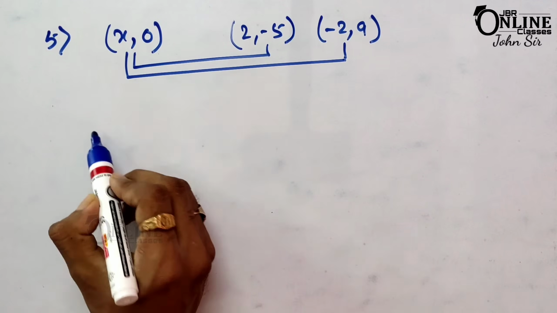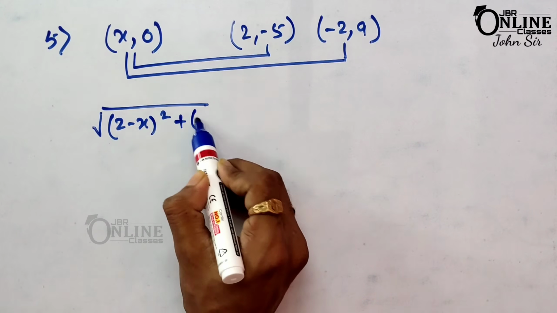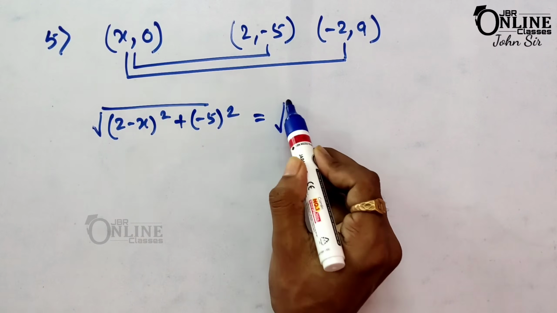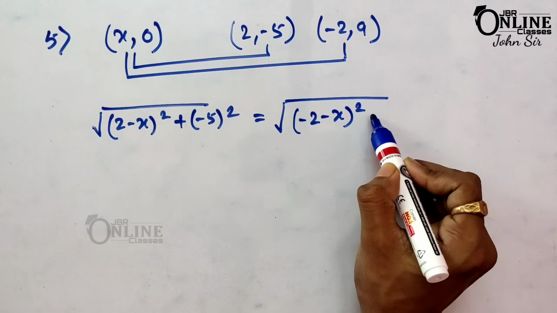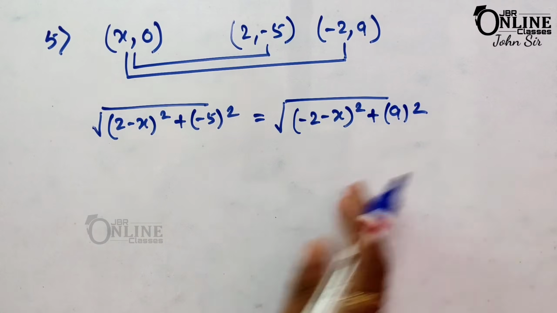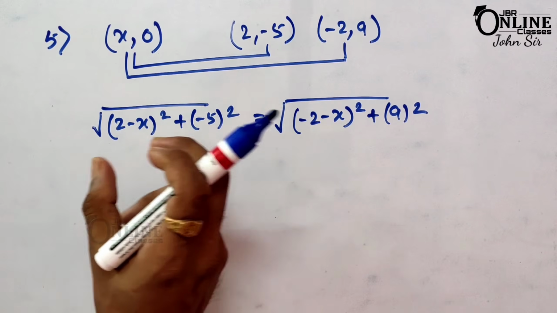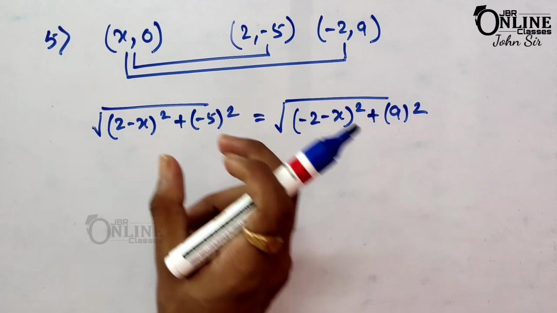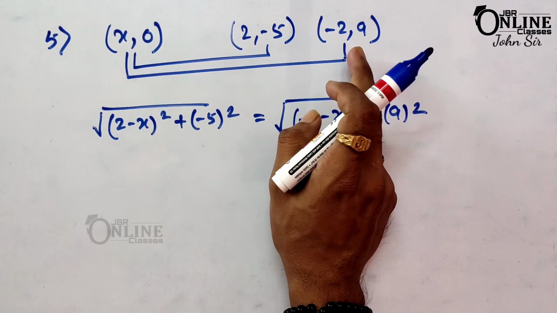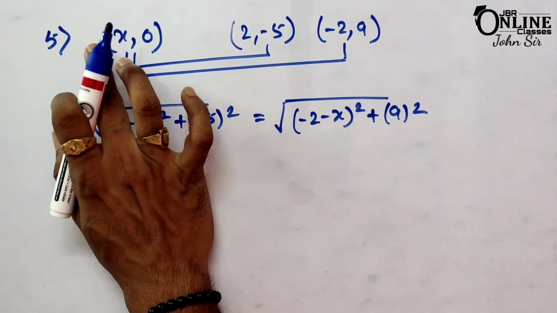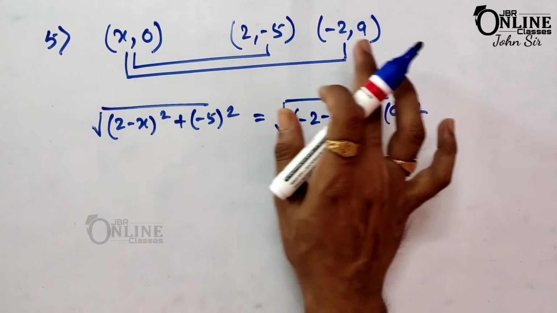So the distance between these 2 points will be 2 minus x whole square, and the second one will be minus 5 whole square, and which is equal to the distance between these 2 points. So minus 2 minus x whole square and then 9 whole square. Is it clear? Because here it said that the point on the x axis is equidistant from this one and this one. That means the distance between the first one and the second one is equal to the distance between the first one and the third one.